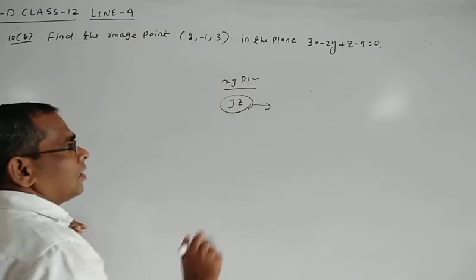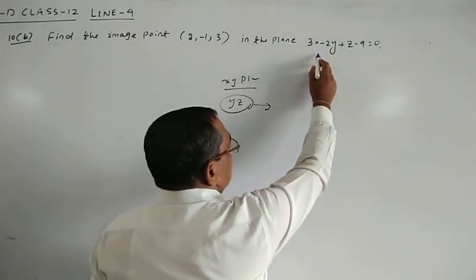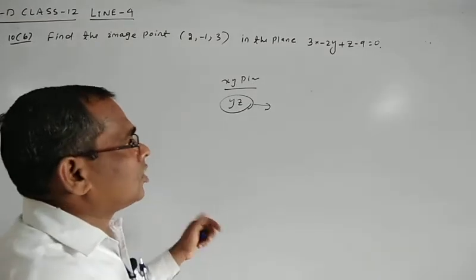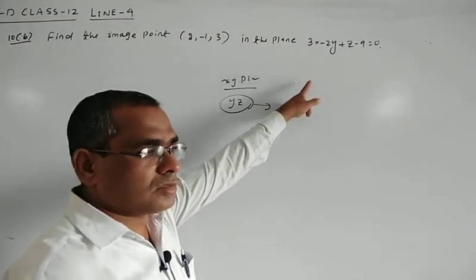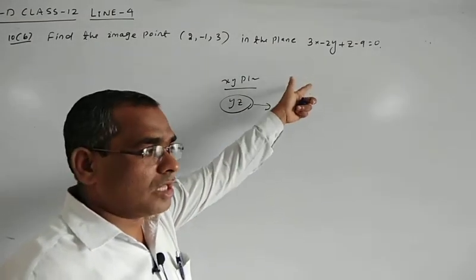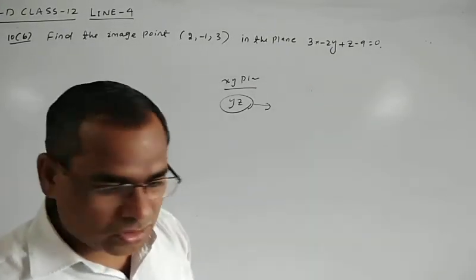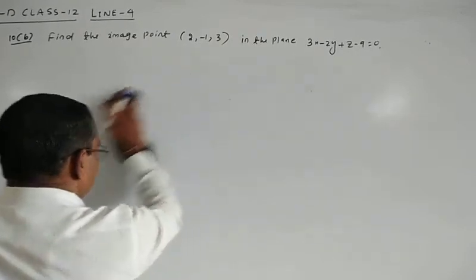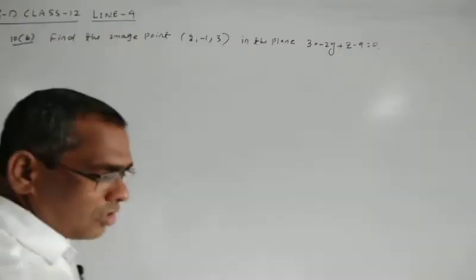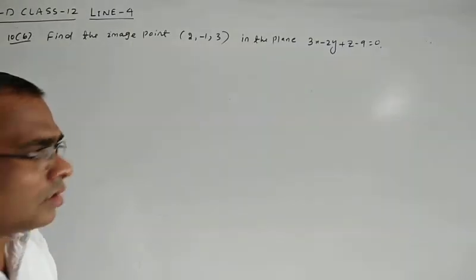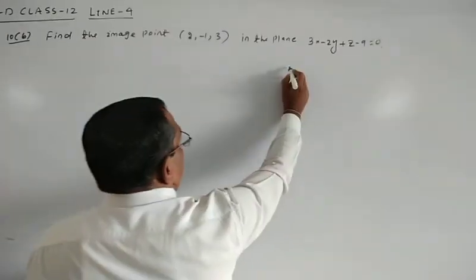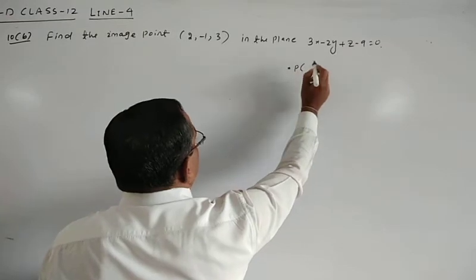But here this plane is 3x - 2y + z - 9 = 0. We cannot determine which axis is perpendicular to this plane. So we find its actual method. How to find the image point with respect to that plane? First we draw this figure. This question is a very important question. Okay, so this one is the point P.